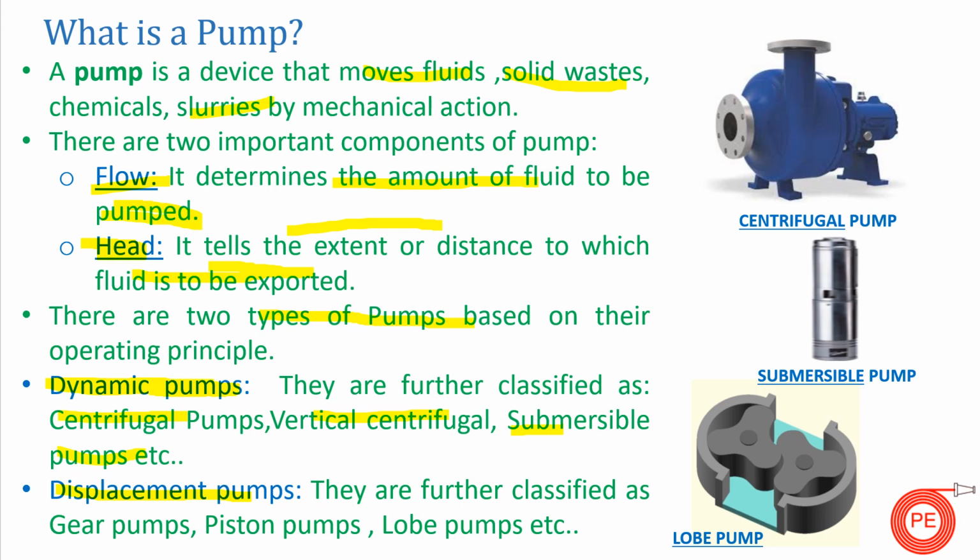Next is displacement pumps. Displacement pumps are, you can call, special types of pumps. If you want to pump some special fluid, like coal tar or a slurry that has high viscosity, or has some specific properties that are to be pumped from one place to another, we use displacement pumps. Commonly used displacement pumps are gear pumps, piston pumps, lobe pumps. These are the basic types of displacement pumps used in industry.